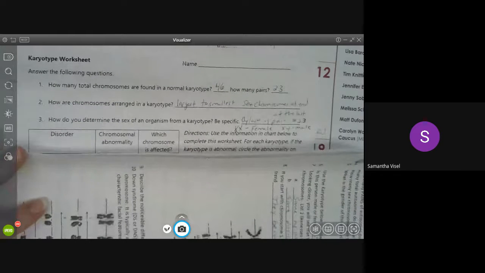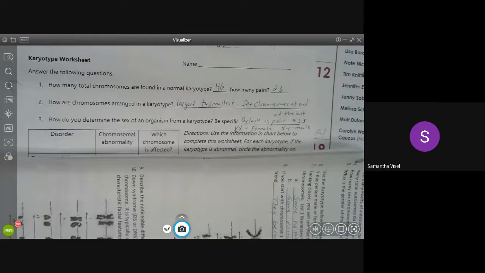Okay, so at this point, we should have worked through the karyotype worksheet, part 2. And here you're going to do a lot more diagnosing. We do have a few questions, though, first, before we start.